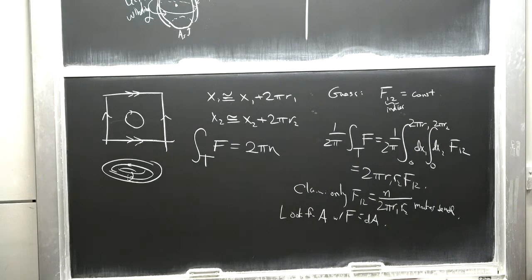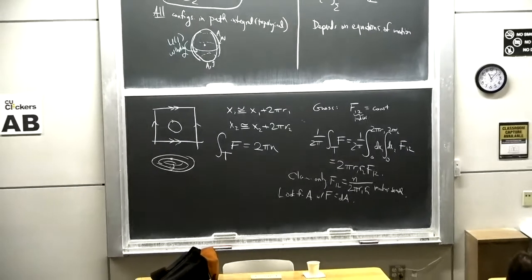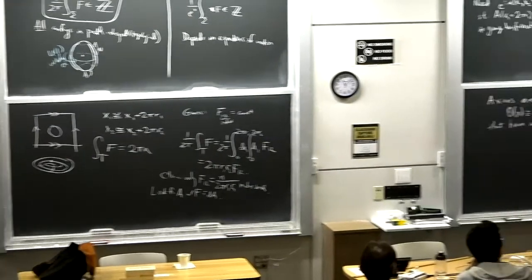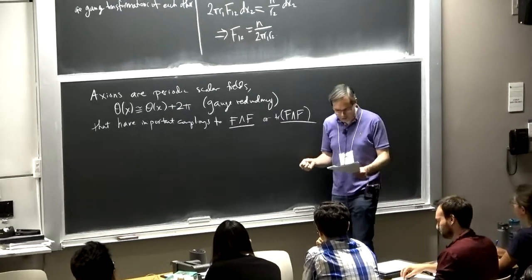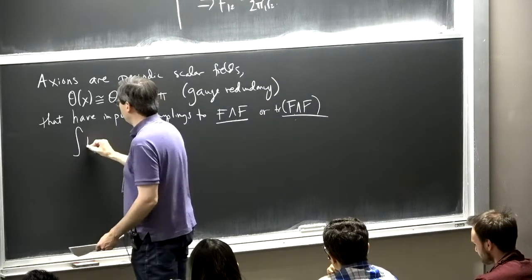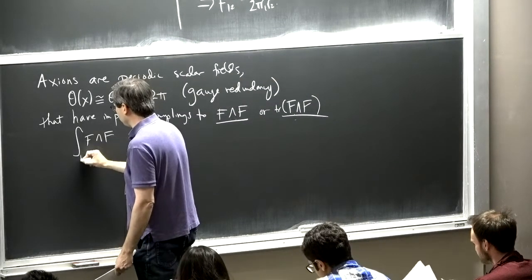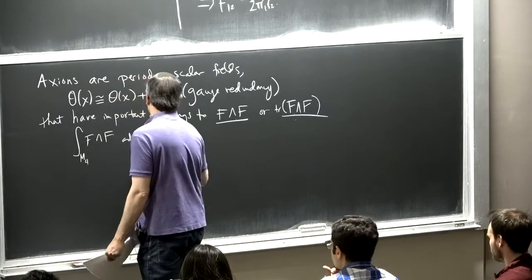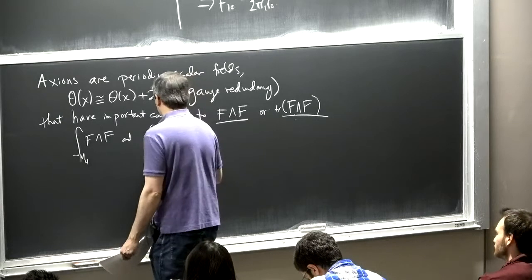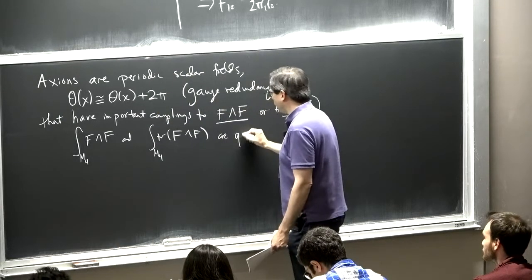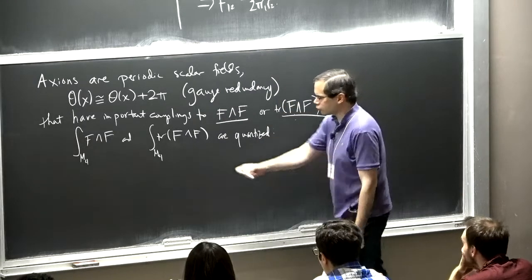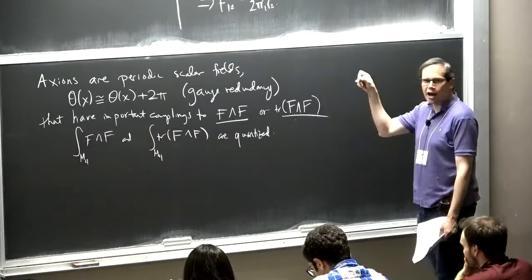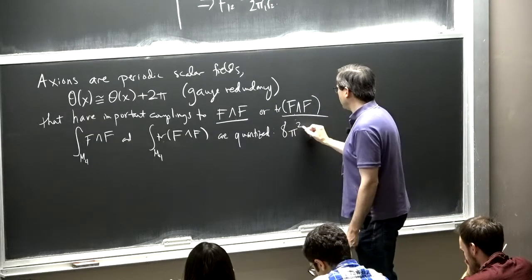So I've told you that axions for me are going to be things that have important couplings to F wedge F or trace F wedge F. Okay, we'll see more of what this means as we go along. But that raises the question, well, what about these things, F wedge F and trace F wedge F? Do they have similar properties to F itself? And in fact, they do. So the integral of F wedge F over a four-dimensional manifold, and similarly for non-abelian groups, the integral of trace F wedge F, are also quantized. In fact, I think if I've normalized everything correctly, where this trace over the fundamental has a 1/2 in it, then these will both be 8 pi squared times an integer.